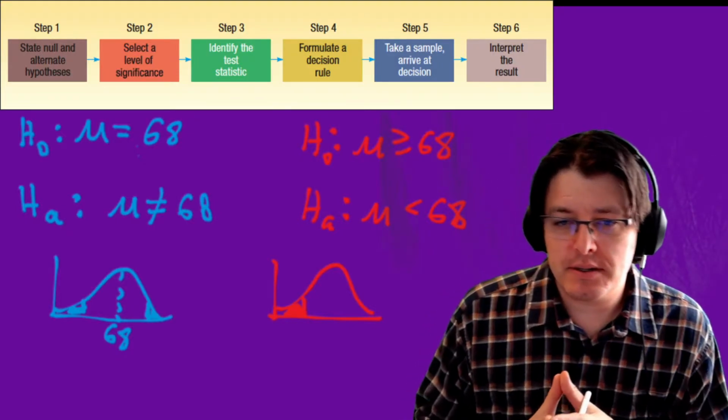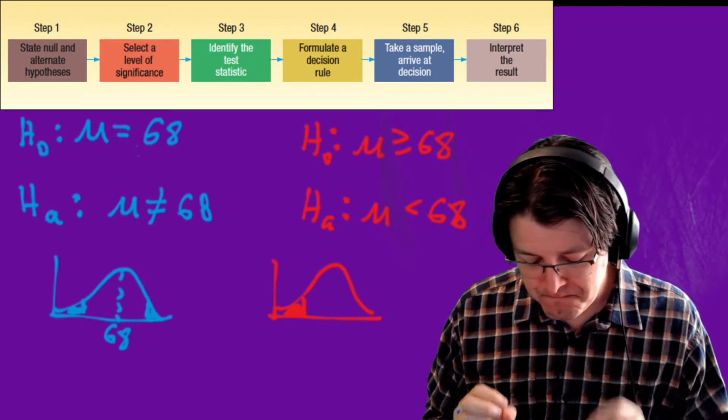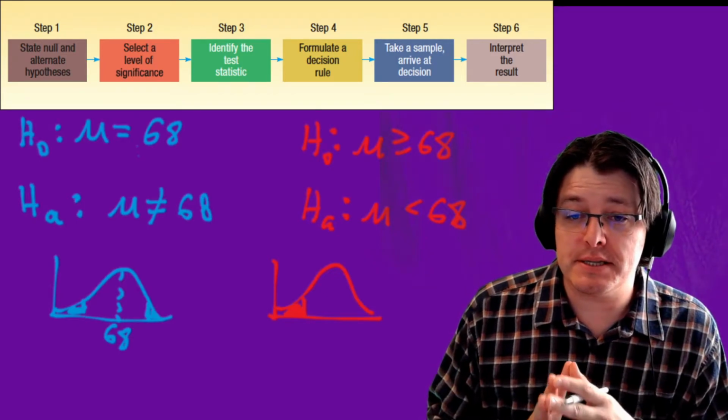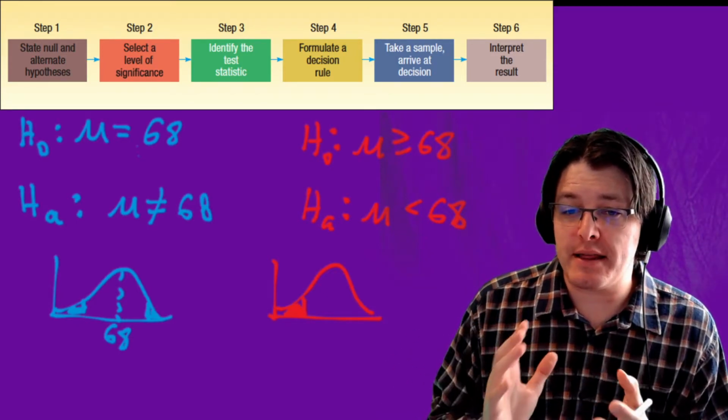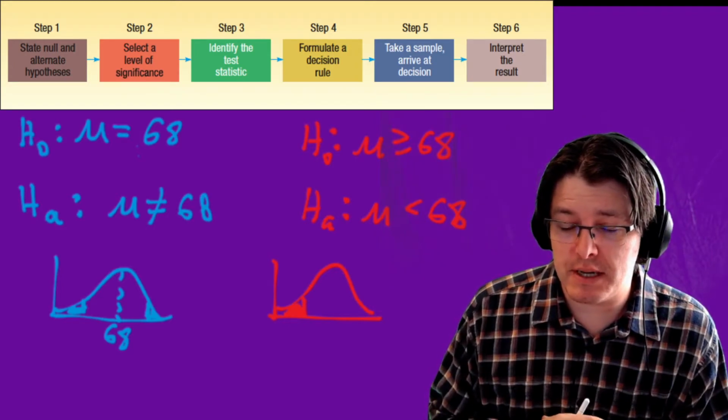The second decision is the level of significance. The level of significance is going to feel very familiar because it's kind of the other side of the coin of the confidence interval, or it's built very similar to the confidence interval.